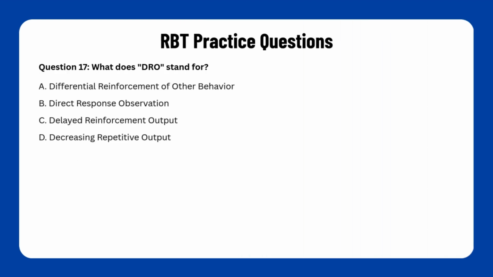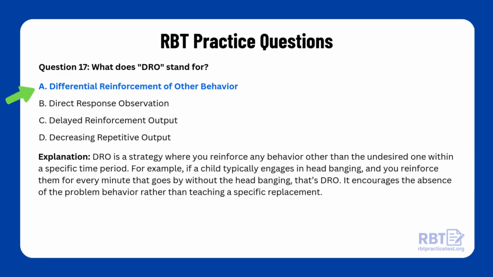Question number 17. What does DRO stand for? A. Differential reinforcement of other behavior. B. Direct response observation. C. Delayed reinforcement output. D. Decreasing repetitive output. The correct answer is A. DRO is a strategy where you reinforce any behavior other than the undesired one within a specific time period. For example, if a child typically engages in head banging, and you reinforce them for every minute that goes by without the head banging, that's DRO. It encourages the absence of the problem behavior rather than teaching a specific replacement.